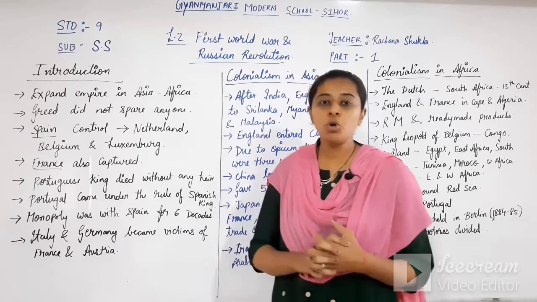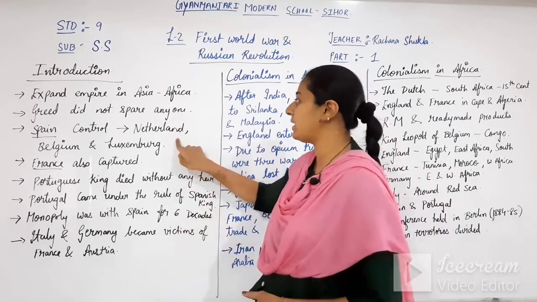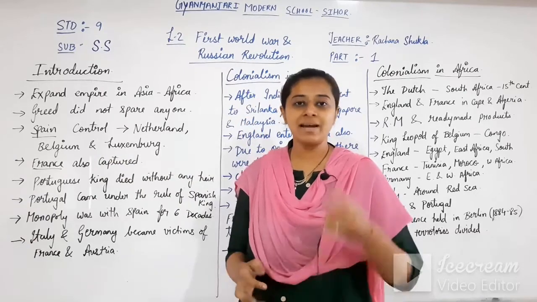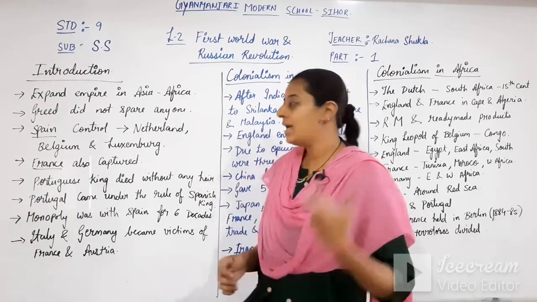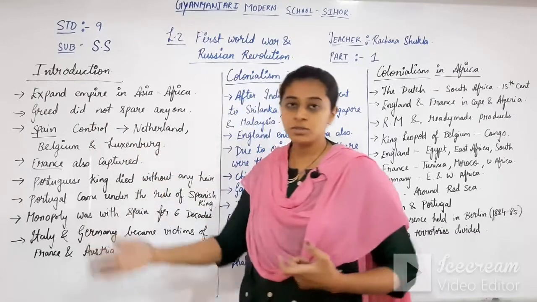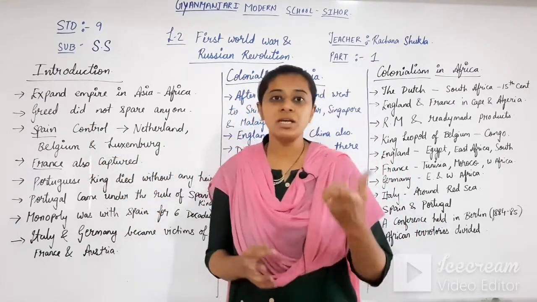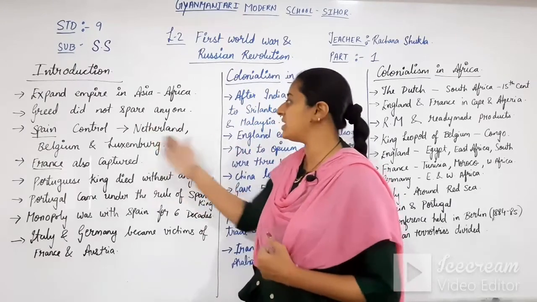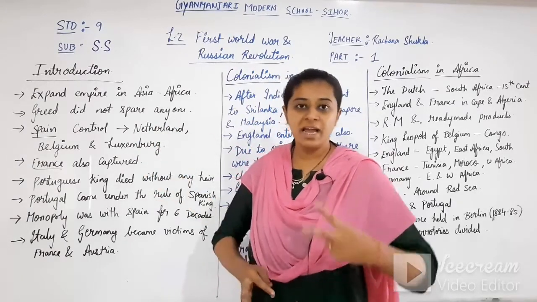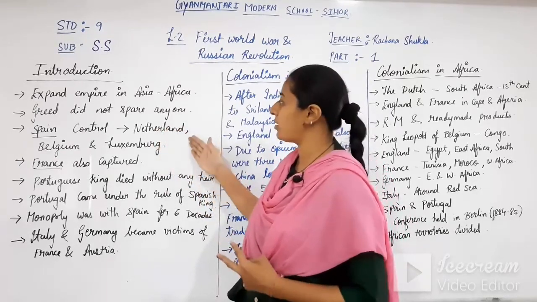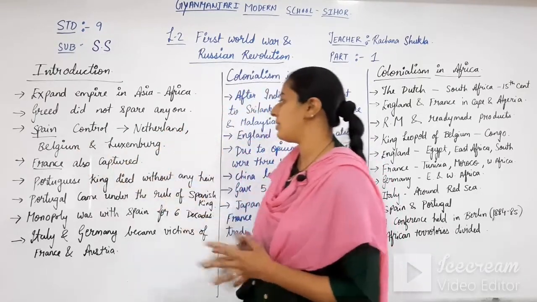So Spain took over the control of Netherlands, Belgium and Luxembourg. These three countries are actually very small countries, and Spain took control over that. Then France also captured some of the provinces of all these three countries. Spain and France were the two countries in control over Netherlands, Belgium and Luxembourg.